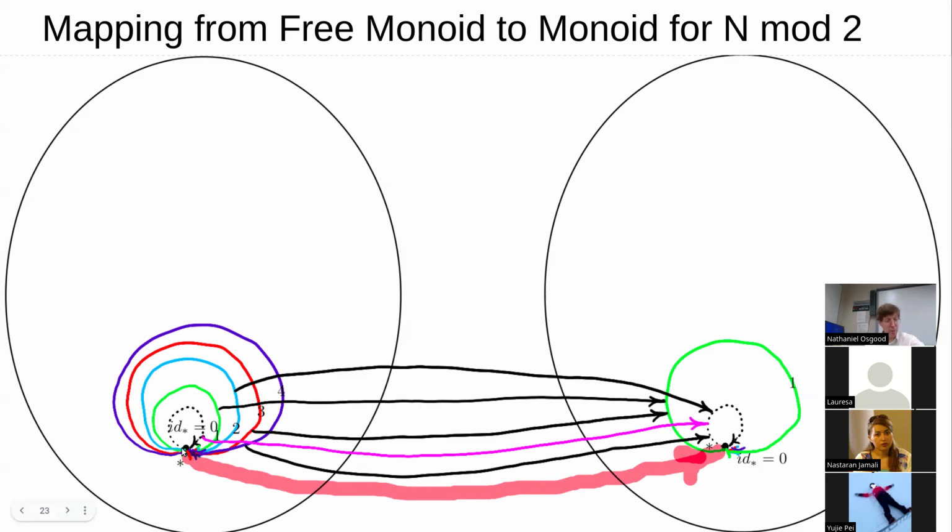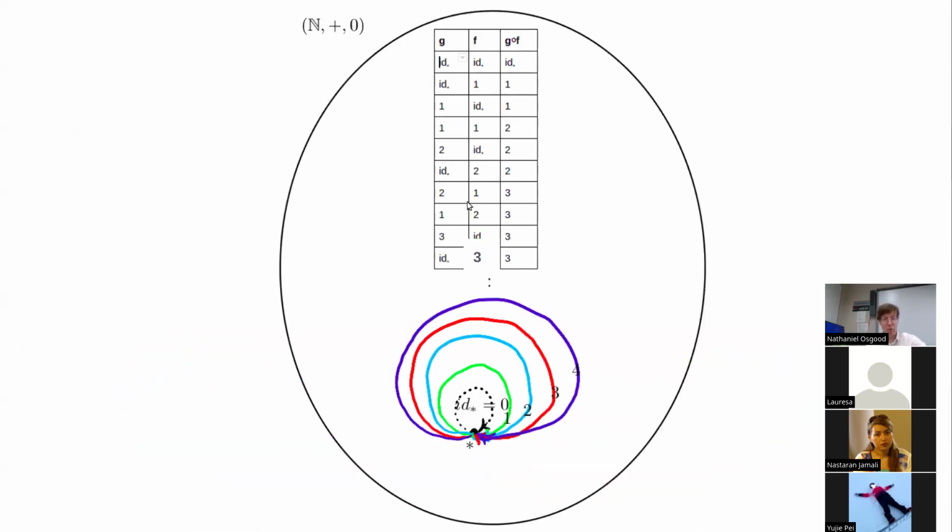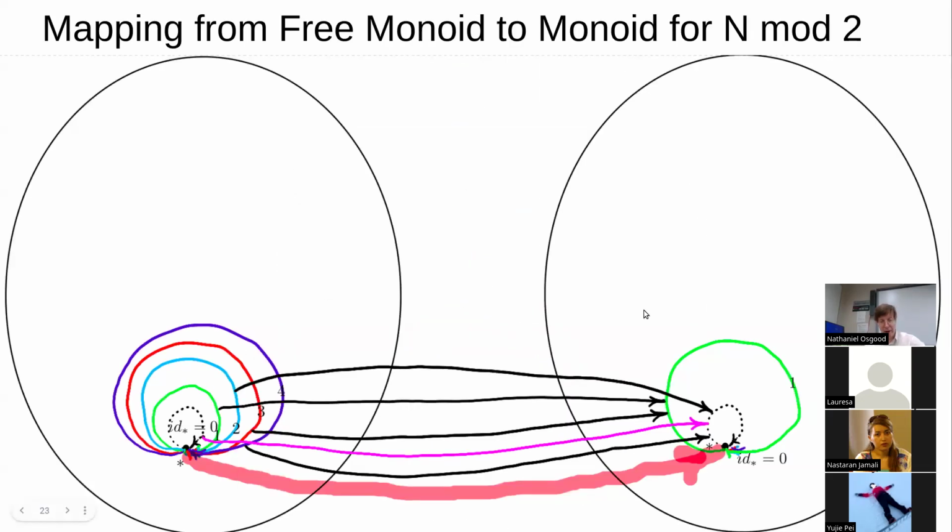And now let's do them on the left. I compose 1 with 2 on the left. What do I get on the left? 1 with 2, so I get 3. And then I map it over, I get what? Map 3 over, I get, again, 1. Okay, it works.